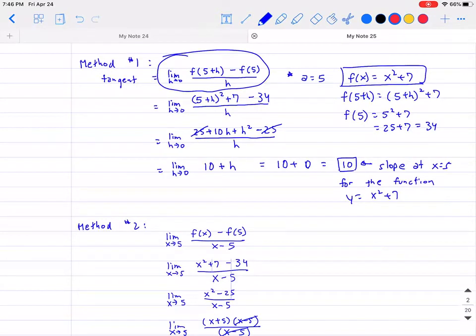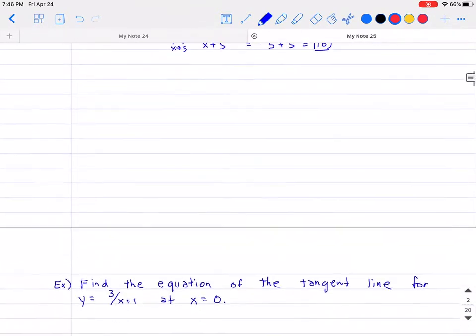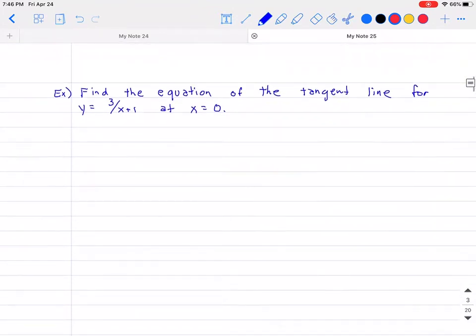Okay. So as I said, you can choose whichever method you want. So right now, it's really up to you as to which kind of algebra you want to do. Now, let's try that with a different equation over here. Find the equation of the tangent line for y is equal to 3 over x plus 1 at x equals 0. So I'll just go ahead and pick a method, and then we'll solve for it once again. So let's see. I'll go ahead and say method 1 for the time being.